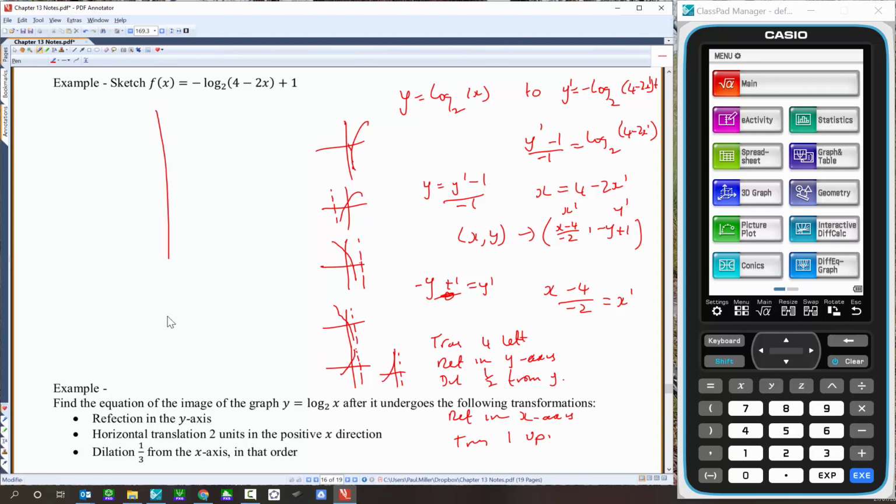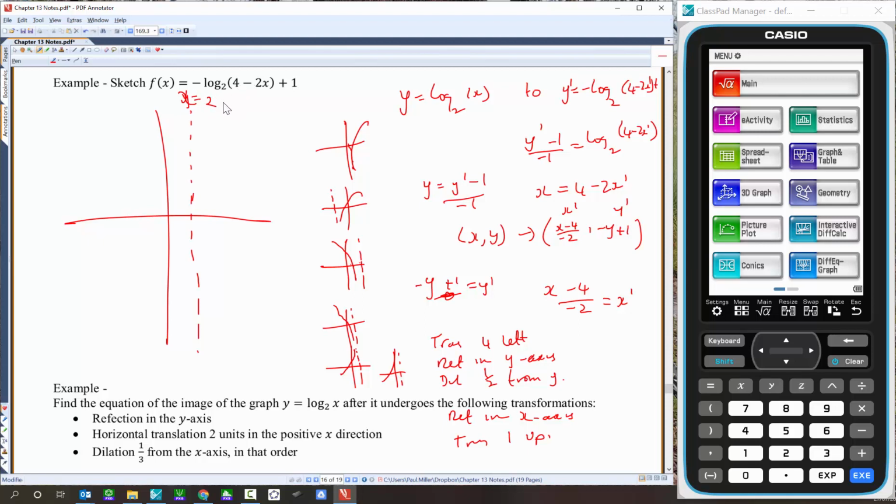Right, so what do I know? I know for a fact it has an x-intercept and a y-intercept. I know that the asymptote is going to be at x equals 2. Let's just try it. We'll put x is equal to 2 in there. 2 times 2 is 4, 4 take 4 is 0. Log base 2 of 0 doesn't exist.